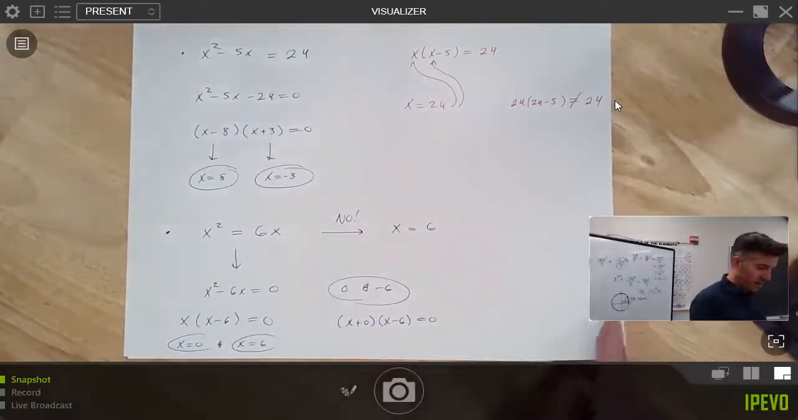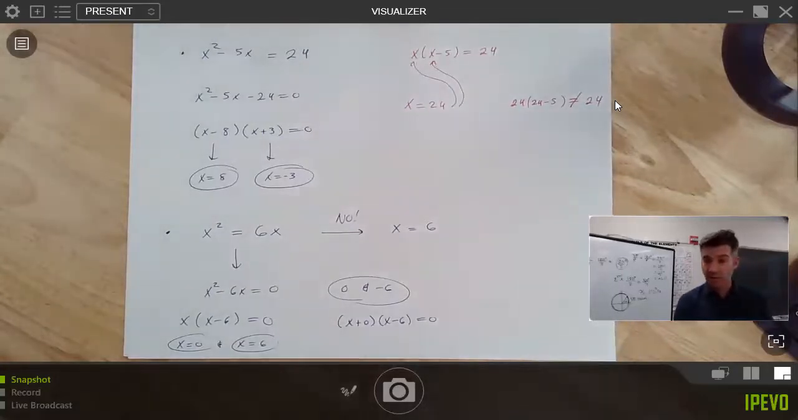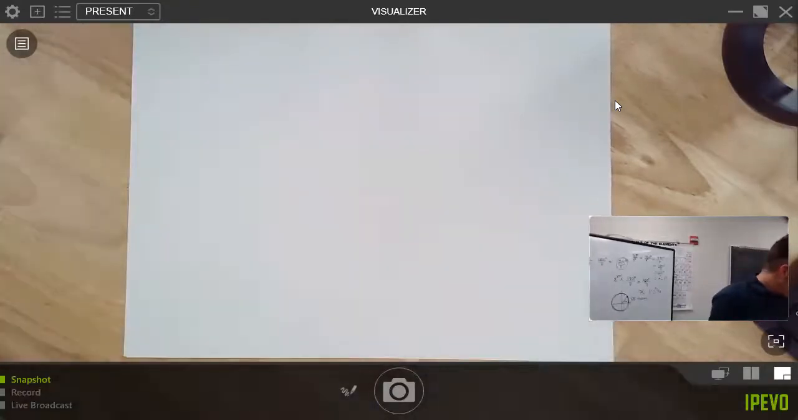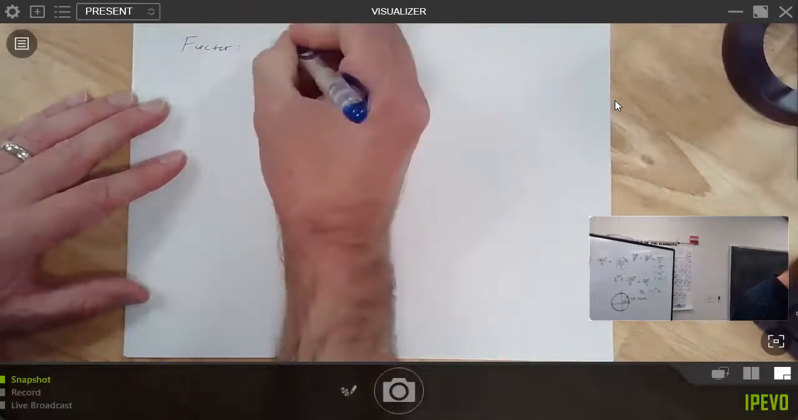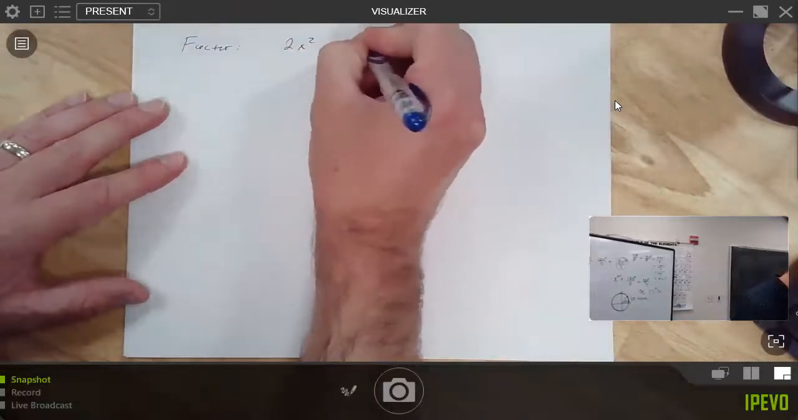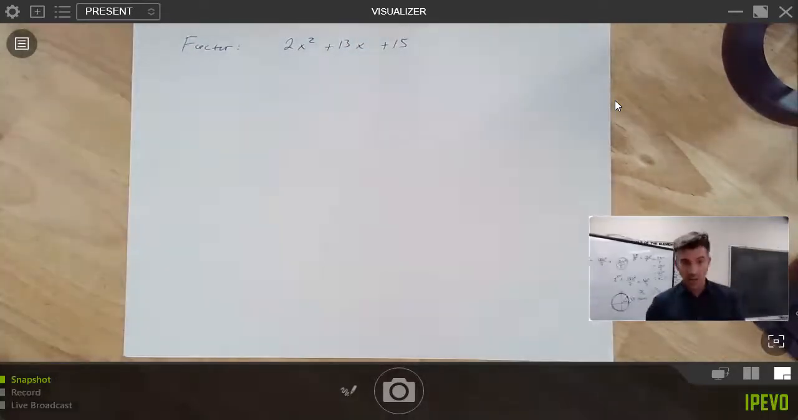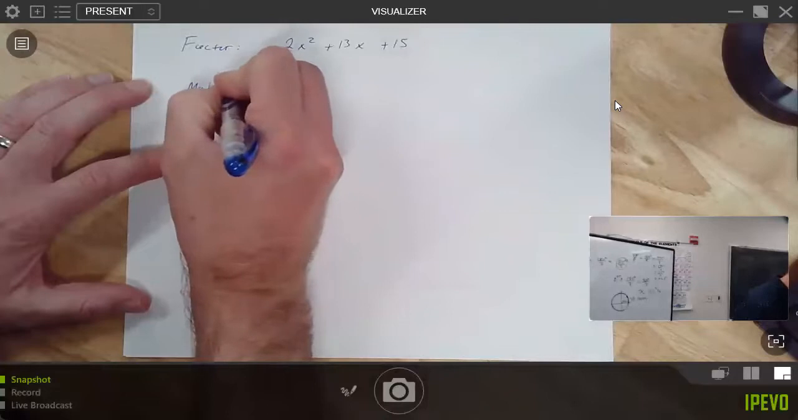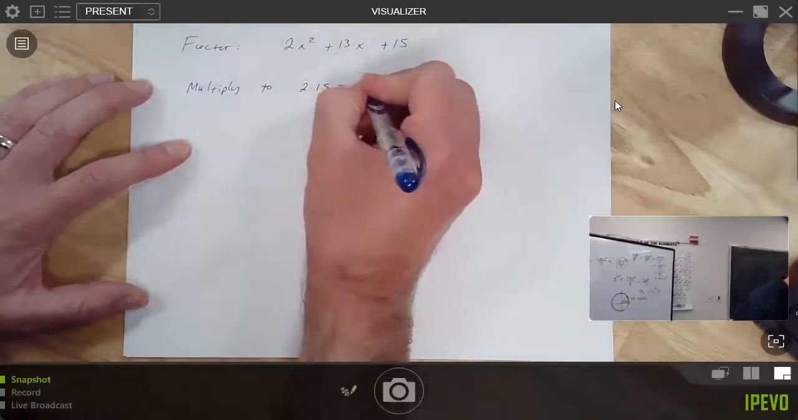I do want to start talking about the examples where you have a coefficient of x squared that is not 1. Let's look at something like 2x squared plus 13x plus 15. So now it's a little trickier. You want to find numbers that multiply to 2 times 15, which is 30.